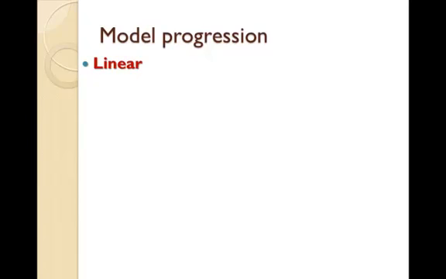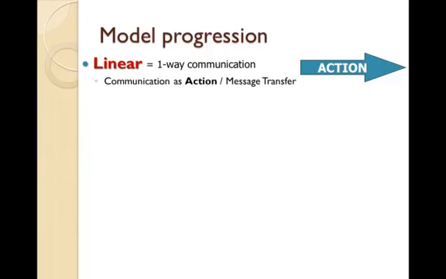We'll start with the linear model of communication. That treats communication as one way. Communication is action or message transfer. I communicate to you, end of story. We used to think that television was this way, that television shows would come from the networks and it would stop with the audience and nothing would ever happen as a way to communicate back.